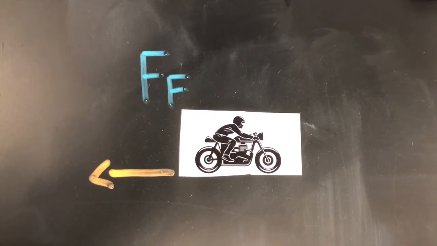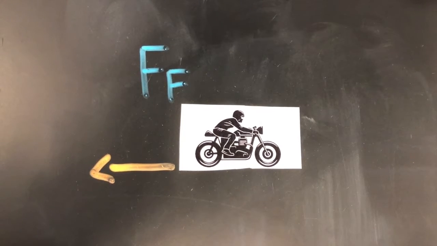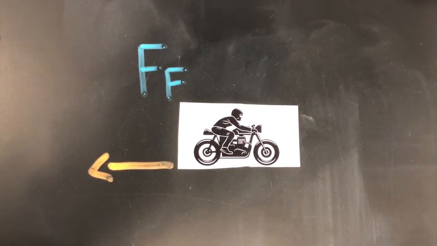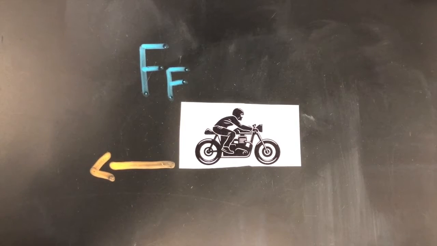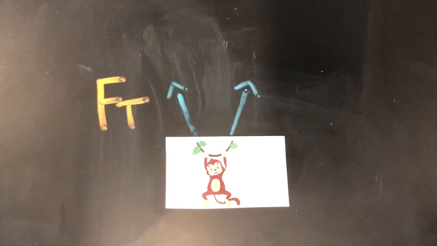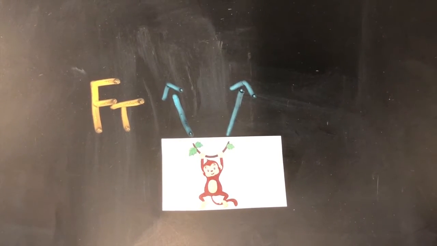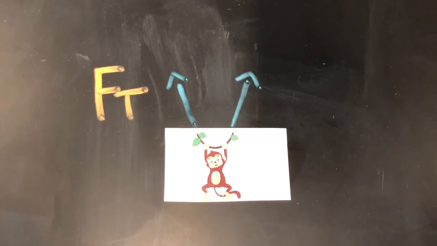The friction force is the force from the surface as an object moves across it. An example of this would be that the motorcycle slows down due to friction from the terrain. Tension force is the force that comes when an object is suspended by a rope or a string. An example of this would be a monkey hanging from a branch.